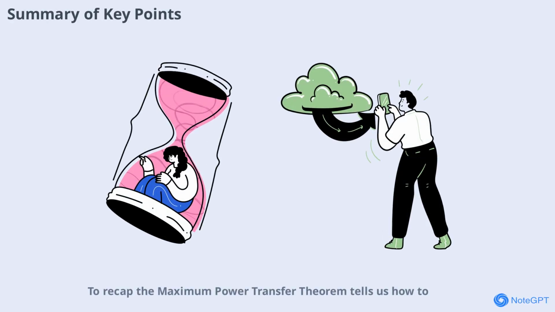Recap: the maximum power transfer theorem tells us how to match source and load resistances for optimal power delivery. It's widely used in audio, communication, power, and measurement systems. While maximizing power transfer is important, efficiency, safety, and other design considerations must also be taken into account. Understanding and applying this theorem is essential for anyone working with electrical circuits.